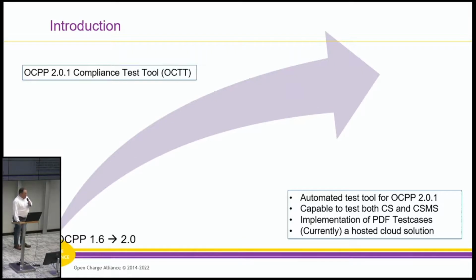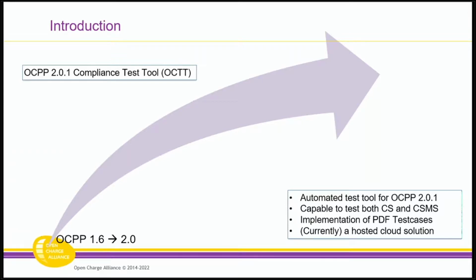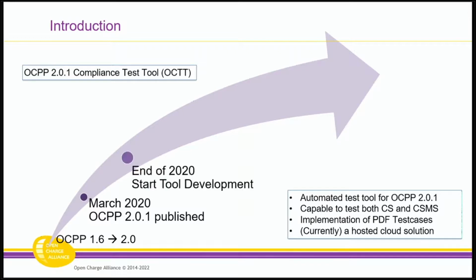So where do we come from? Of course, everybody knows about OCPP 1.6. A lot of people have implemented it or are still finalizing it. A couple of years ago, version 2.0 was published. However, in March 2020, 2.0.1 was published as an improved version, and that's also the version that we are supporting at this moment. So this is specifically a test tool for version 2.0.1, not for version 2.0.